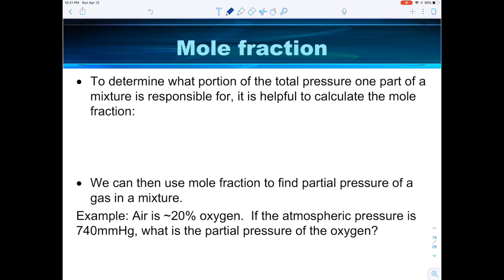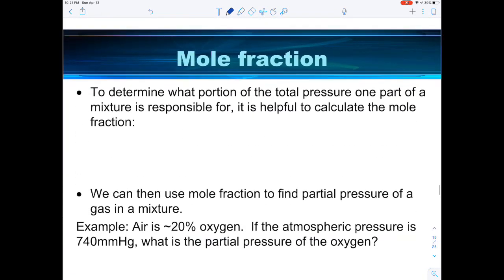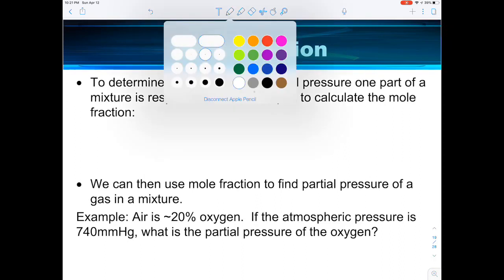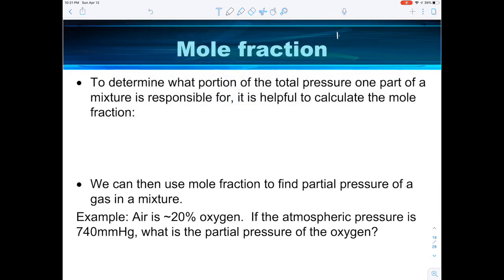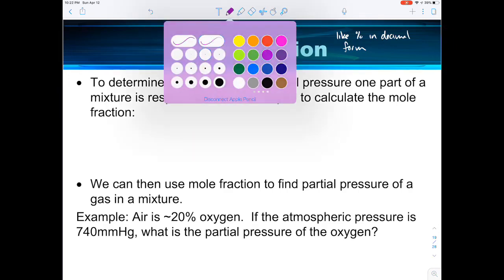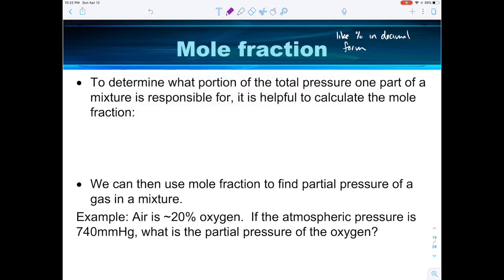Okay, one concept that's going to be useful to us in doing these calculations is mole fraction. And mole fraction, you might want to think of it as just like percents in decimal form. So for example, 50% is 0.5 as a decimal, right? That's basically what mole fraction is. So it's the portion of the thing you're looking at divided by the total, but not times 100. For example, when we say in class, what percent of this class is boys, you might say 8 divided by 18 times 100. It's just going to be 8 divided by 18.